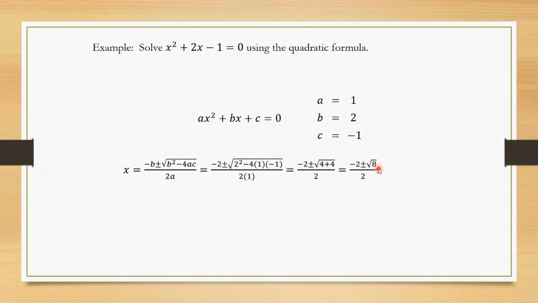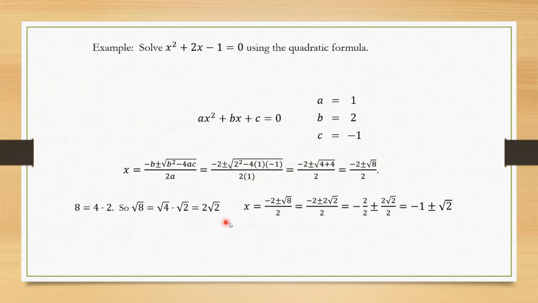But we can do better than radical 8. In other words, we can simplify the square root of 8. We've seen before that the square root of 8 is not simplified because 8 has a factor besides 1 that's a perfect square, namely 4. So 8 is 4 times 2. We factored out that square, and then we take square roots. The square root of 4 is 2, so we get 2 radical 2. I just plugged that in here.